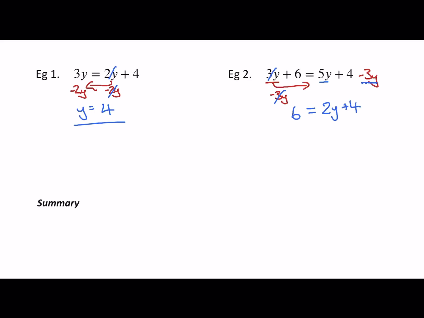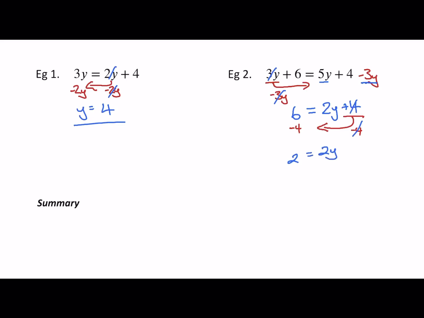Now we've still got a y and we've got the number, the constant on the end there, haven't we? You're right, we have to get rid of that constant. So we'll shift that, plus 4, and get rid of that. That's minus 4 on both sides. So the plus 4 minus 4 cancels out on the right. You're left with 6 minus 4, which is 2, equals 2y.